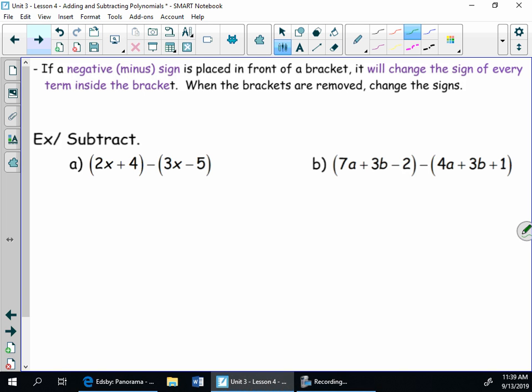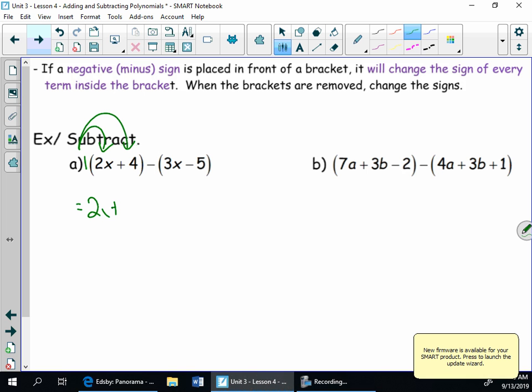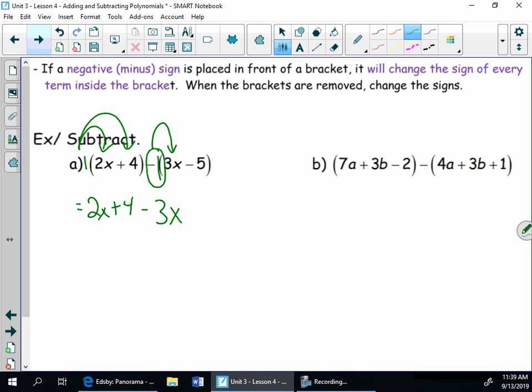What's in front of the first bracket? It's definitely a 1. 1 times 2x is 2x. 1 times positive 4, positive 4. In front of the next bracket, what's in front? Well, it's a 1, but be careful this time, it's a minus 1 or a negative 1. Negative 1 times 3x is negative 3x. Negative 1 times negative 5 is positive 5.